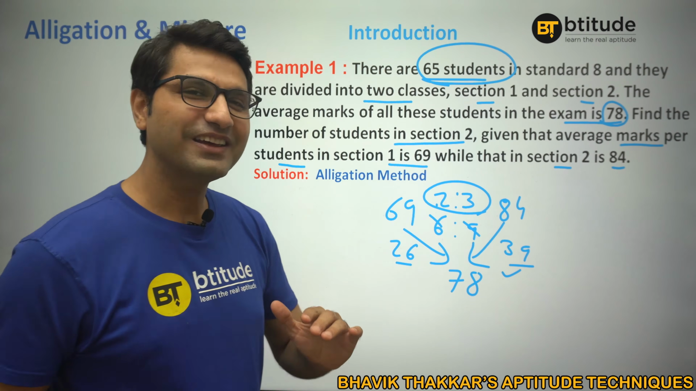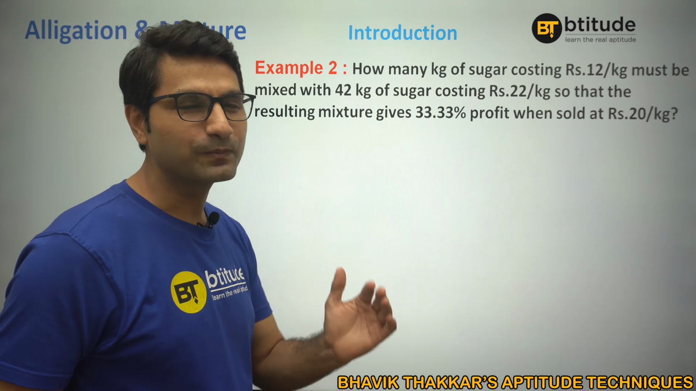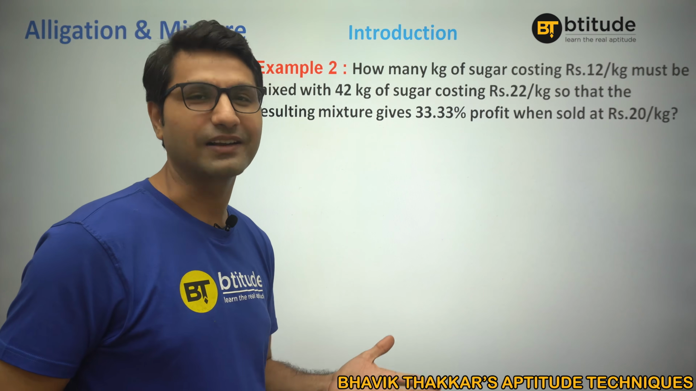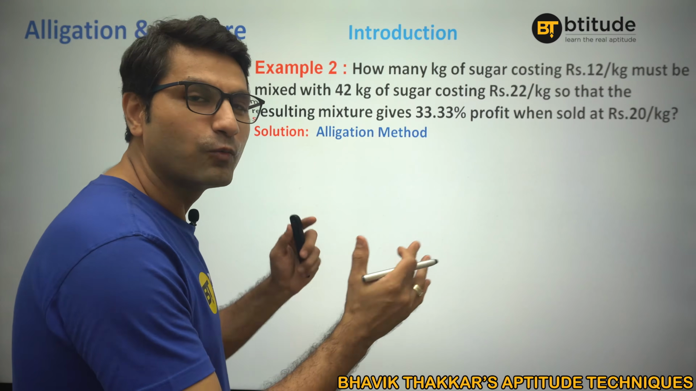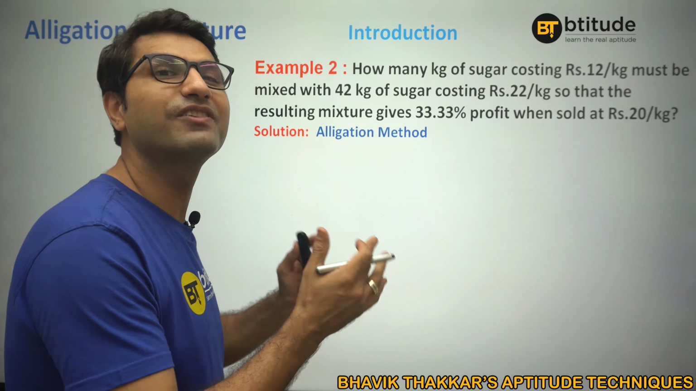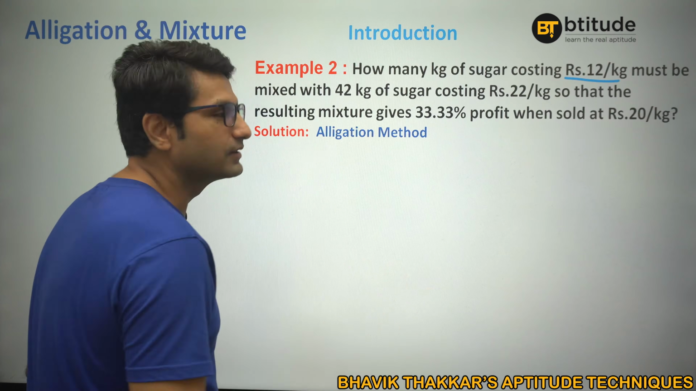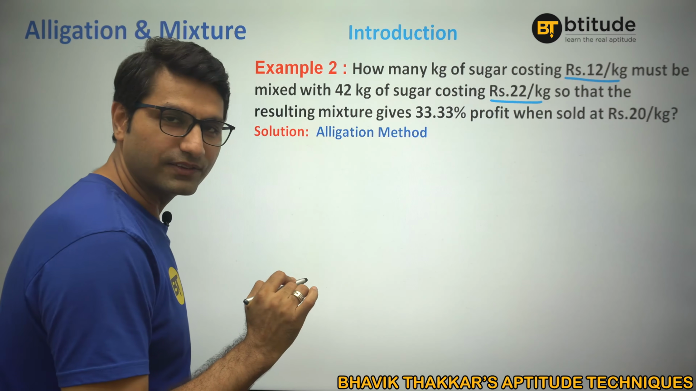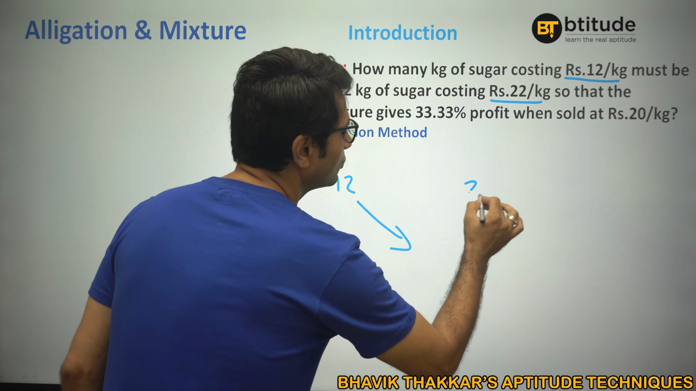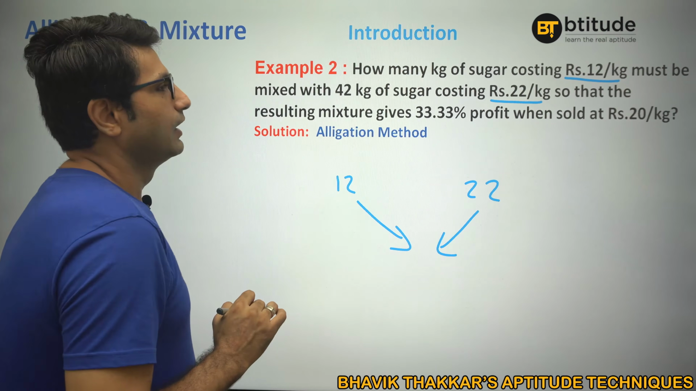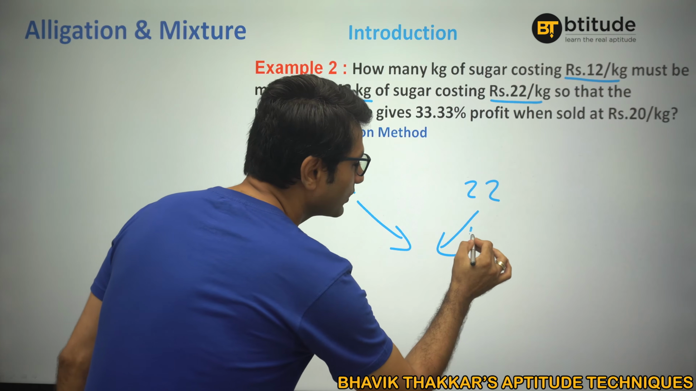So now we can proceed further with the second question. Again, I would expect you to pause the video and solve it on your own first for a better learning experience. Alright then. Now as soon as we look at it, we know what we are mixing. We are mixing two different sugars. One with the price of 12 rupees a kg, another with the price of 22 rupees a kg. Fine. So I would say 12 rupees a kg, I don't know how much. 22 rupees a kg, I know 42 kg, right? So I can put 42 kg.